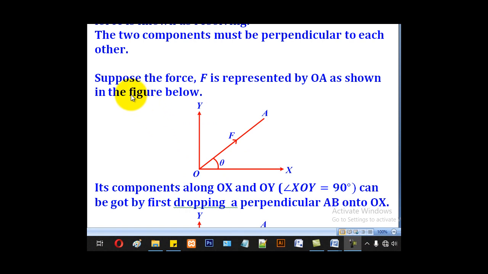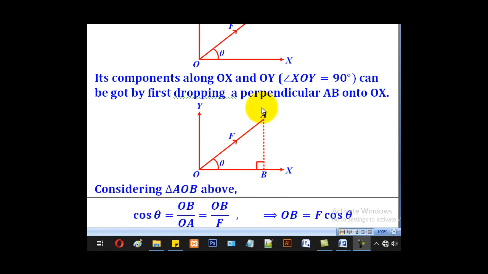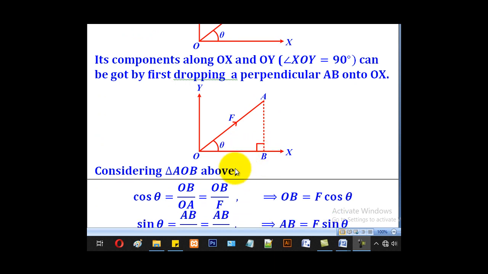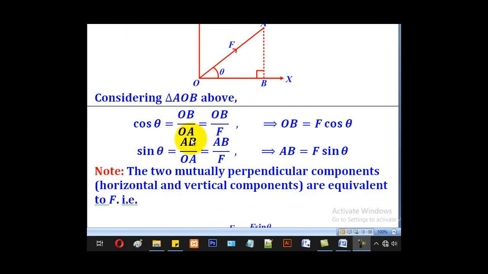Suppose a force F is represented by OA. This is force F represented by OA as shown in the figure below. Its components along OX and OY can be got by first dropping a perpendicular AB onto X. So from A, you draw a perpendicular to meet X at B. This is what we have done. So extracting out triangle AOB, we shall get a right angle triangle.